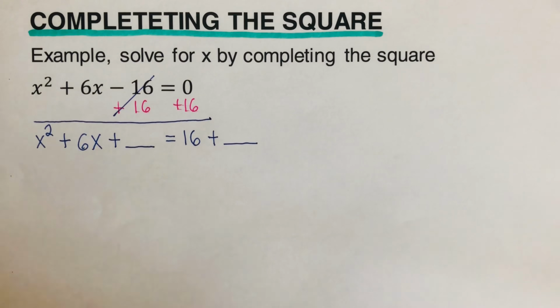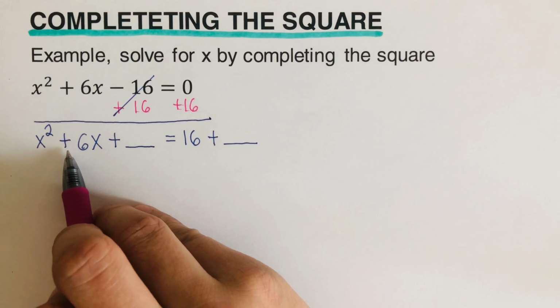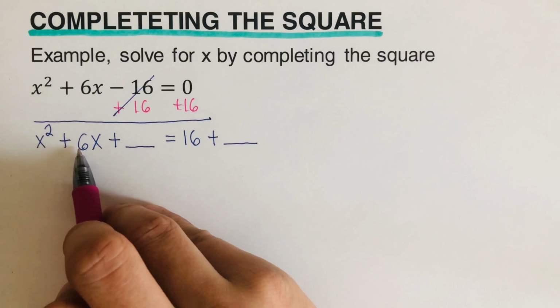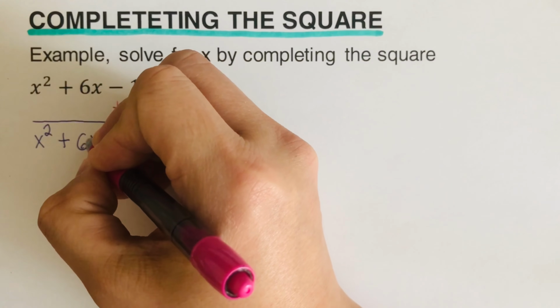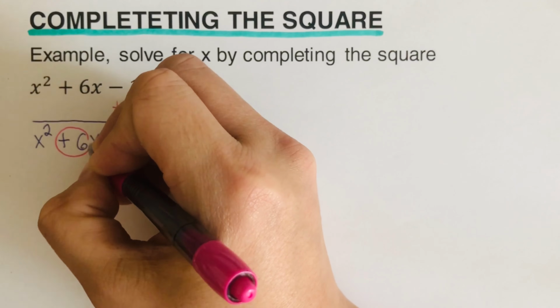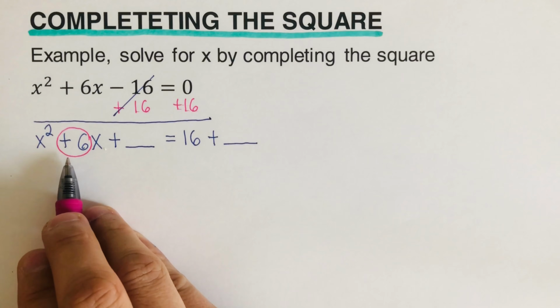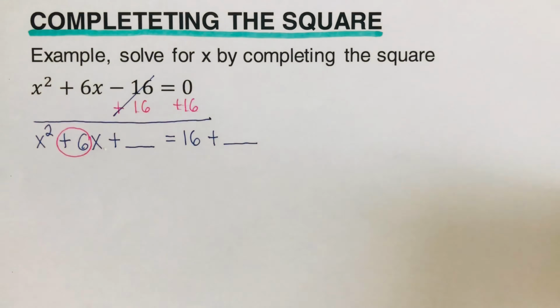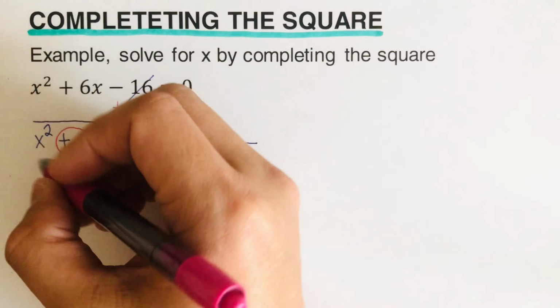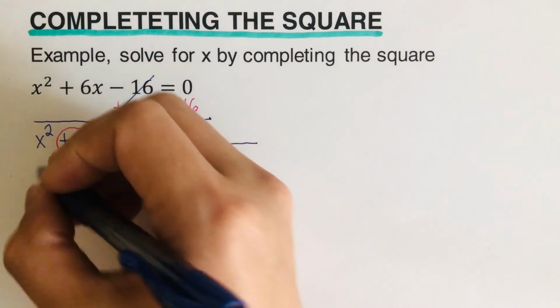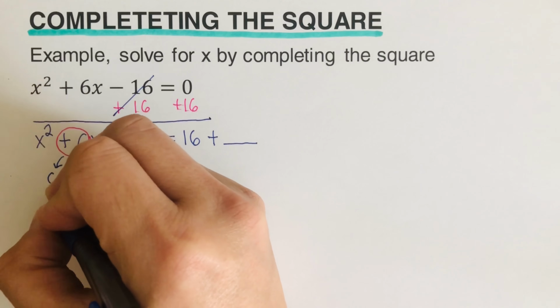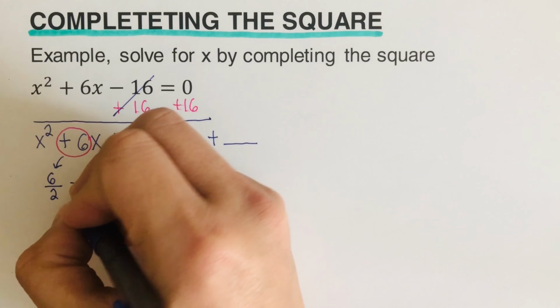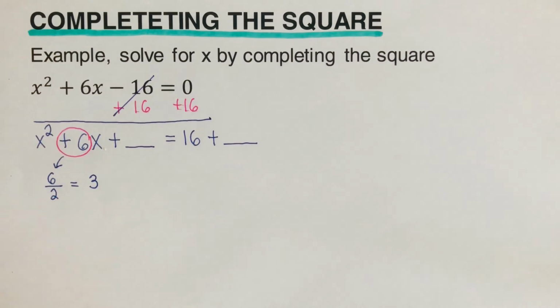So here's the step. Whatever the coefficient of the second term is, we have here the coefficient of the second term is 6, positive 6. I am going to divide that by 2. I will show the work here. So I will divide this by 2. This becomes 6 divided by 2 is 3. So I got a 3.